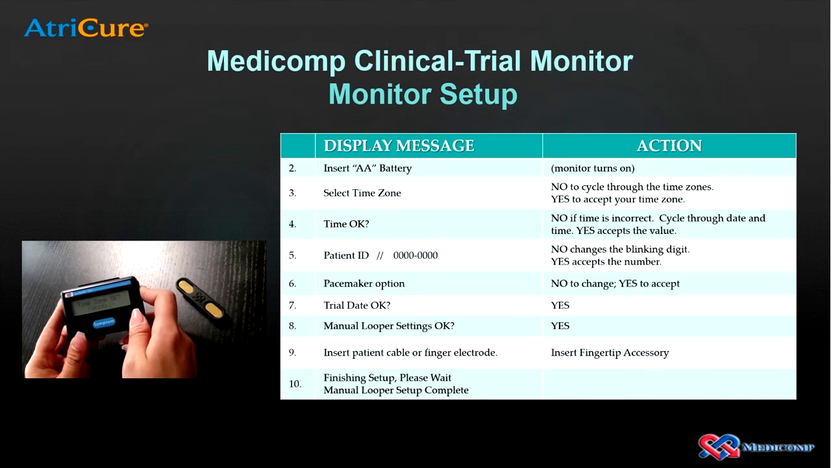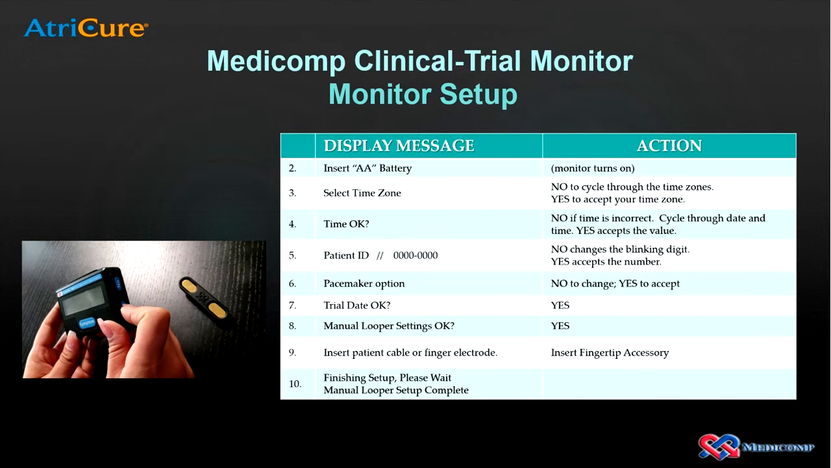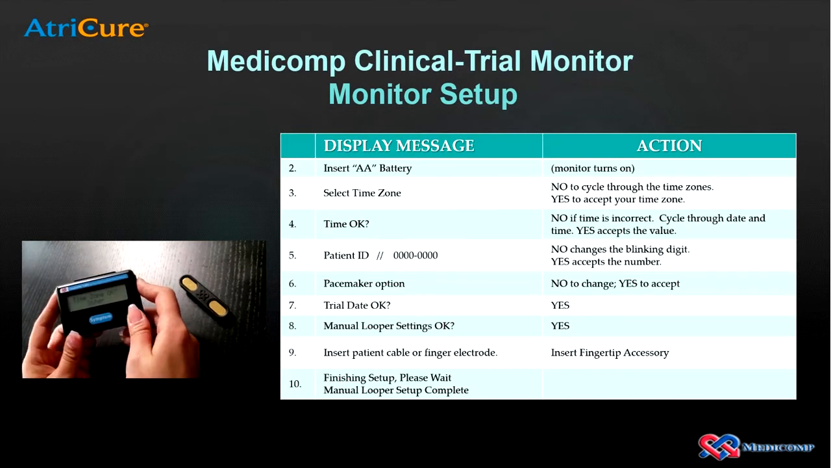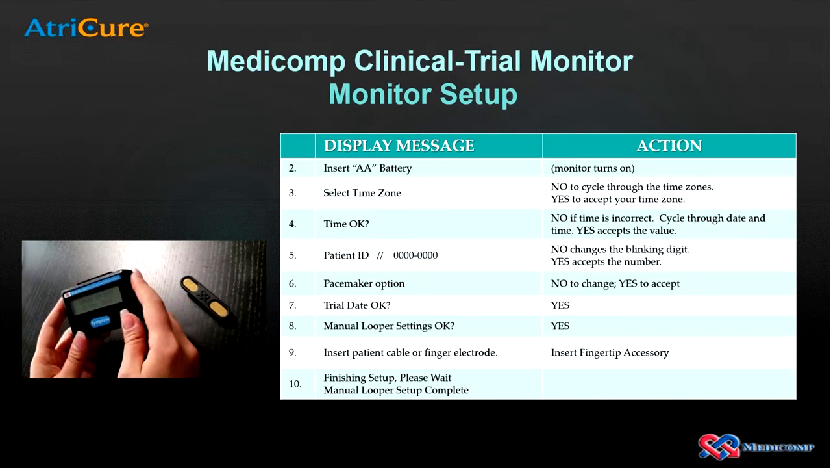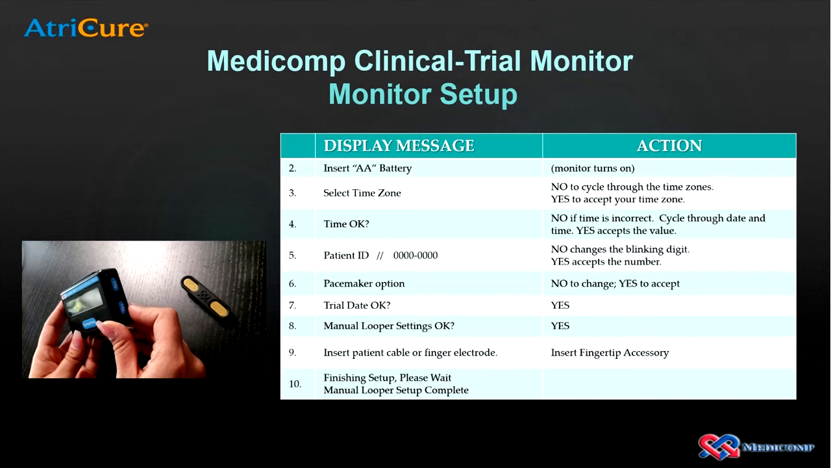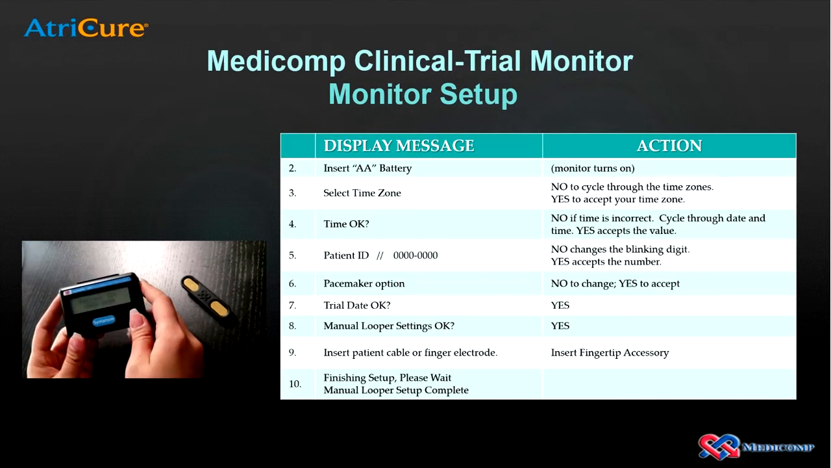If you don't see your time zone, you'll need to select the option Other and choose your time zone and press yes to accept. The fourth step is to change the time in the monitor, if needed. You may have realized by now that the no button changes the display setting and the yes button confirms it. If the date and time are correct, press yes, or just wait 4 seconds and the monitor will automatically go to the next step, which is the patient ID.